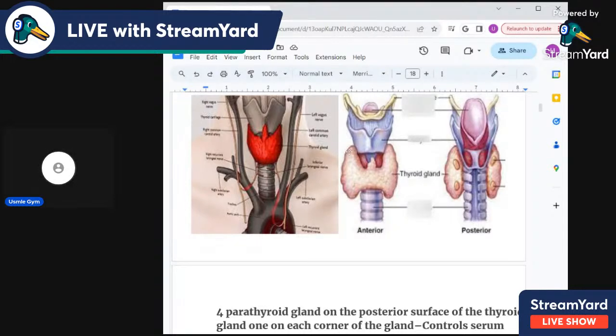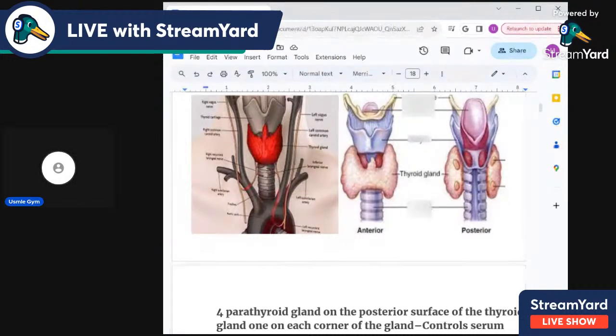The other structure in relation with the thyroid is the parathyroid gland. There are four parathyroid glands attached to the posterior surface of the thyroid gland, one at each corner. And what's the function of the parathyroid gland? It raises and maintains the serum calcium. So how does it maintain the serum calcium?